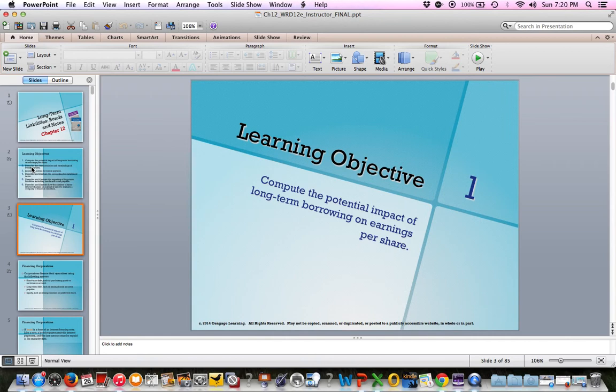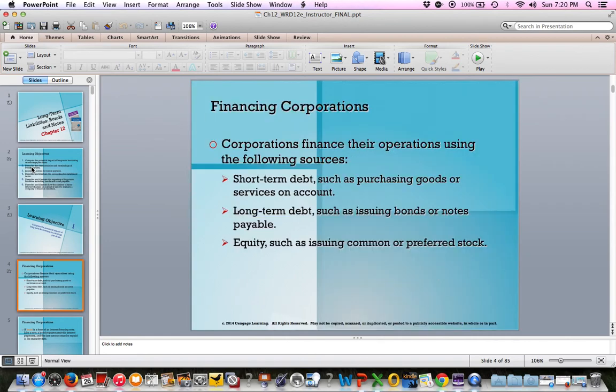Let's talk about the impact of borrowing on earnings per share. Corporations finance their operations using a few sources of cash: short-term debt, such as purchasing goods or services on account. Quite often you buy goods or services on account from another business, and as long as you repay within 30 days, there's no interest. Long-term debt, by issuing bonds or notes payable, so long-term is anything more than a year. And then equity, such as issuing common or preferred stock, which we talked about in the previous chapter.